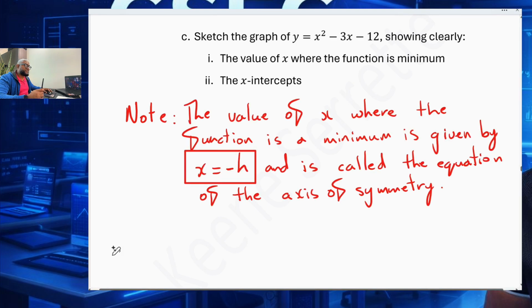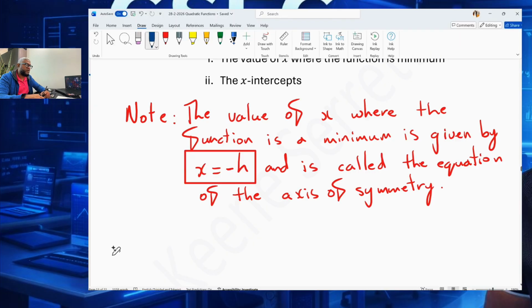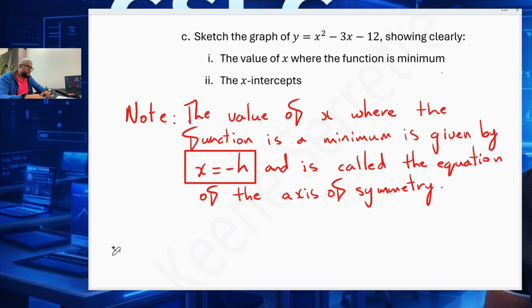If a question asks you for the axis of symmetry, they could either ask you for the value of x where the function is a minimum or maximum, or they could just ask you straight up for the equation of the axis of symmetry. So on this sketch, they want us to show the value of x where the function is a minimum. They simply want us to show the equation of the axis of symmetry.